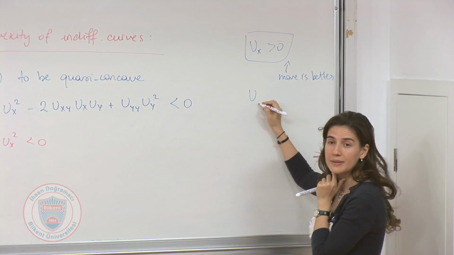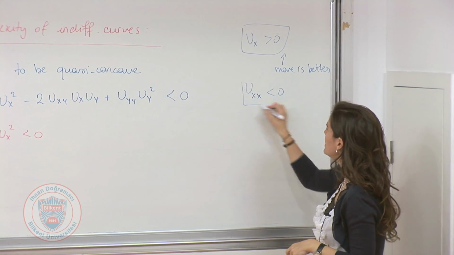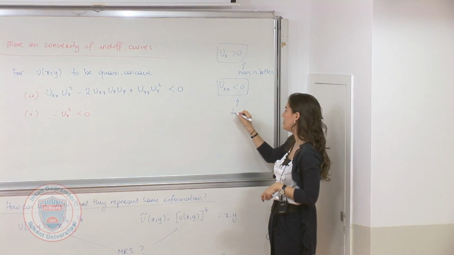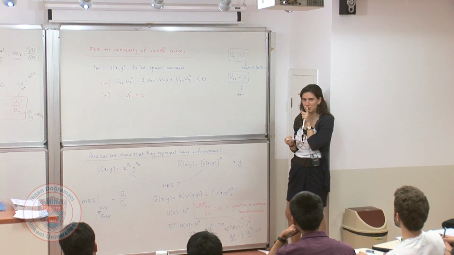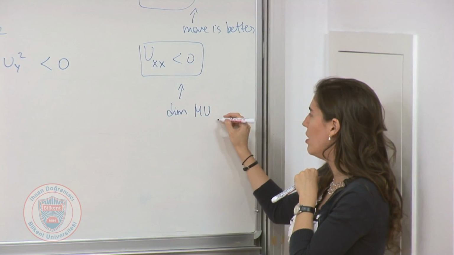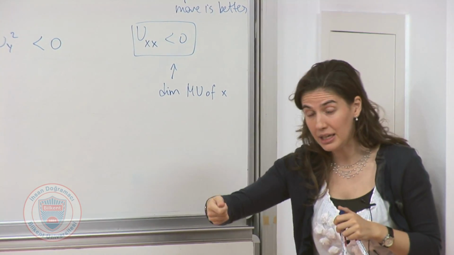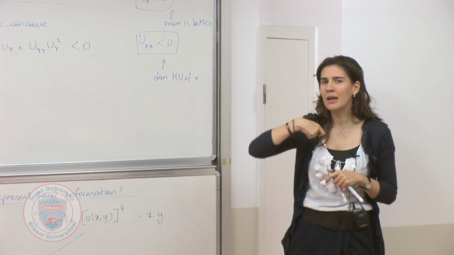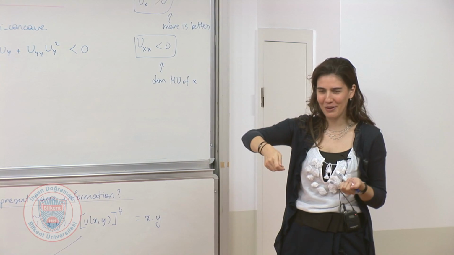U of xx is negative, right? So this is more is better, but with diminishing marginal utility. It's not marginal rate of substitution, okay? Diminishing marginal utility of x. Meaning that if I eat another bar of chocolate, I'm not going to puke, you know what puke means, right? I'm not throwing up, right?